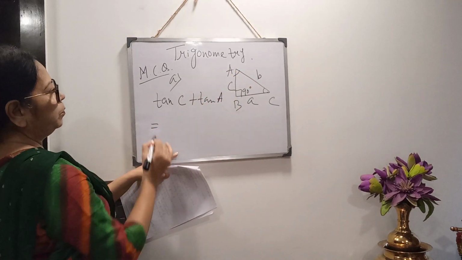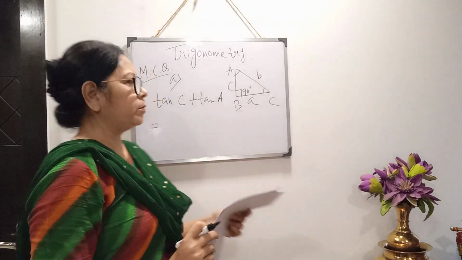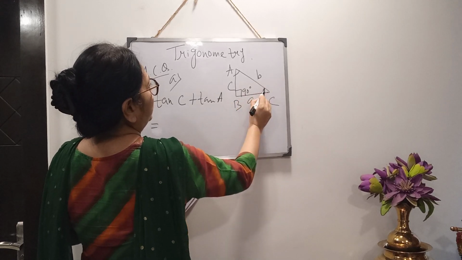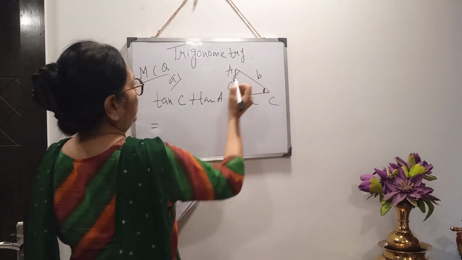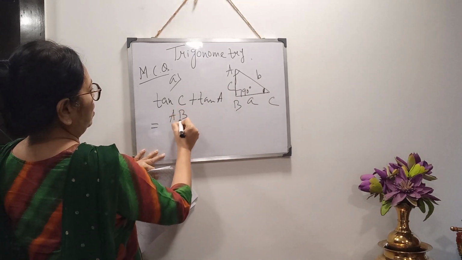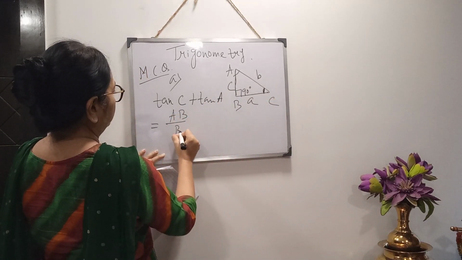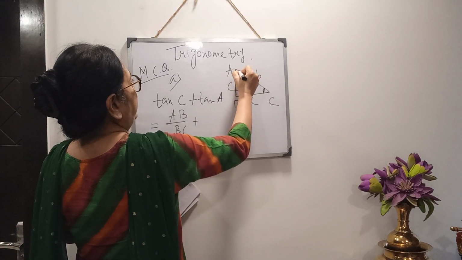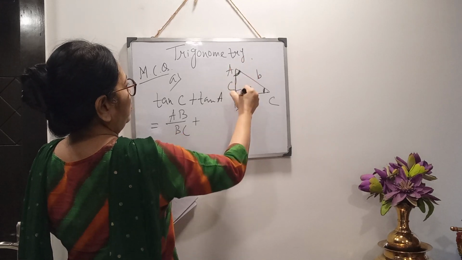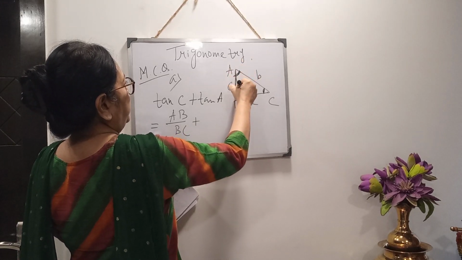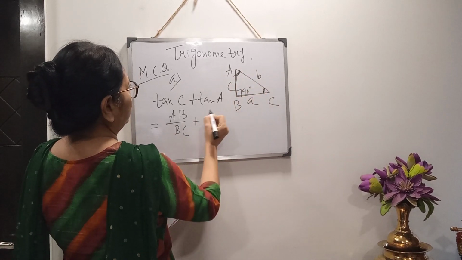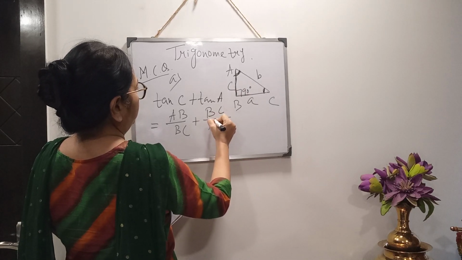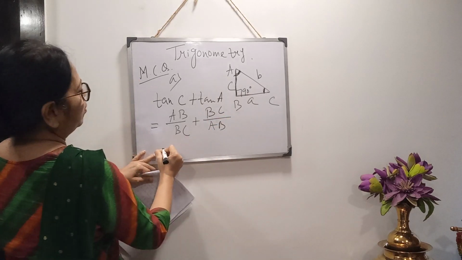Tan means, all of you know, perpendicular by base. So here, when you are considering angle C, your base is BC, then the perpendicular will be AB. Clear? Then AB by base BC. Now when you are considering angle A, this angle A stands on the base AB. So in that case your base will be AB and the perpendicular will be BC. So perpendicular by base. Clear?